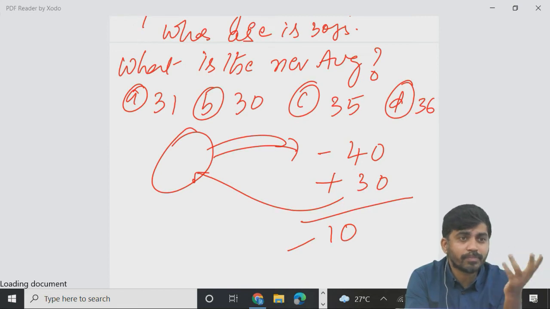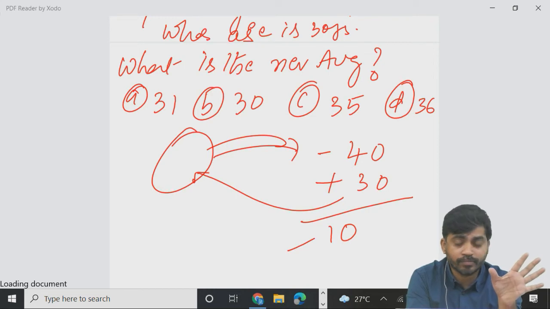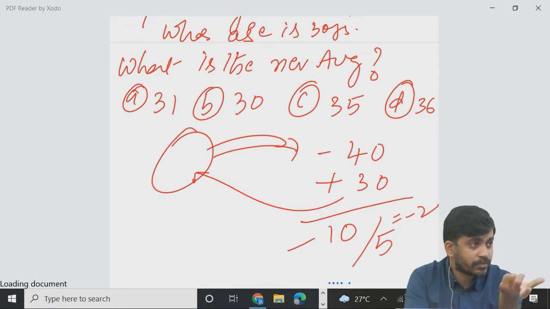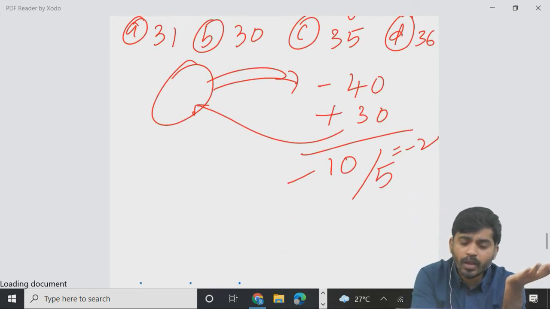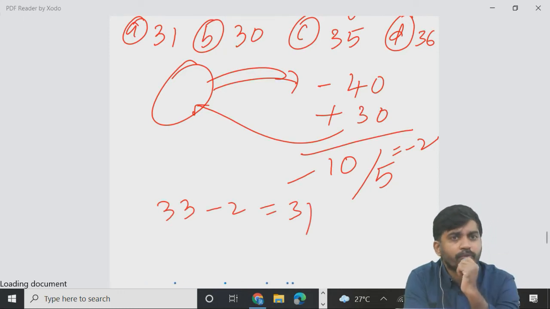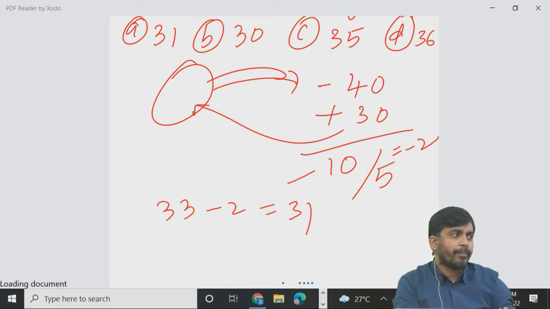Okay, replacement. The total number of members will be 5 only. So minus 10 is divided by 5. Minus 2. Minus 2 means the average, the mean value, is decreased by 2. So the actual mean is 33 minus 2, the answer is 31. Very simple question. Minus 40 plus 30.